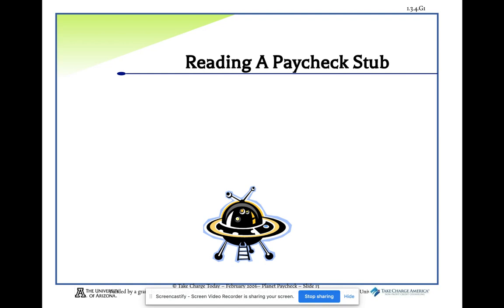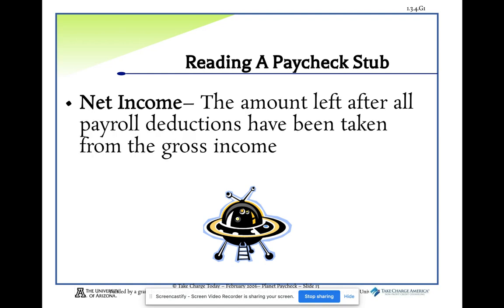All right. So reading your pay stub, the next one is the net income. This is the money that's left after your deductions from your gross income.